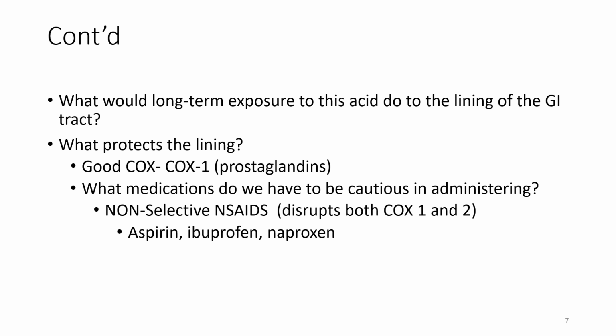Okay, so then how do we protect that? Well, remember back to our previous chapter when we talked about cyclooxygenase and the two types, COX-1 and COX-2, as prostaglandins that normally promote pain, inflammation, and fever. But if you remember, we talked about COX-1 being a good prostaglandin or a good COX. Okay, so it also activates our platelets and our stomach lining. Remember that mucosal lining. So that's how we protect our stomach from long-term exposure to that acid.